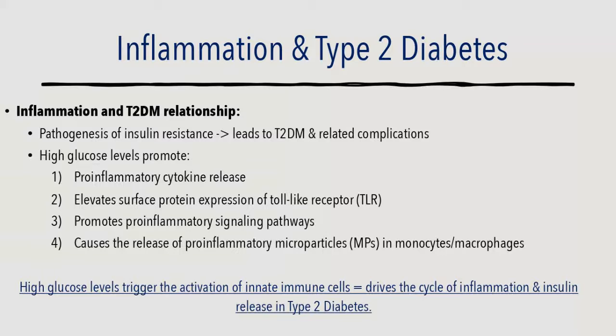For example, there's the pro-inflammatory cytokine release. It's also going to elevate surface protein expression of toll-like receptors. It'll also promote pro-inflammatory signaling pathways, as well as causing the release of pro-inflammatory microparticles in monocytes and macrophages. So essentially, this shows that high glucose levels are going to trigger the activation of our immune cells, which also drives the cycle of inflammation and insulin release in type 2 diabetes.